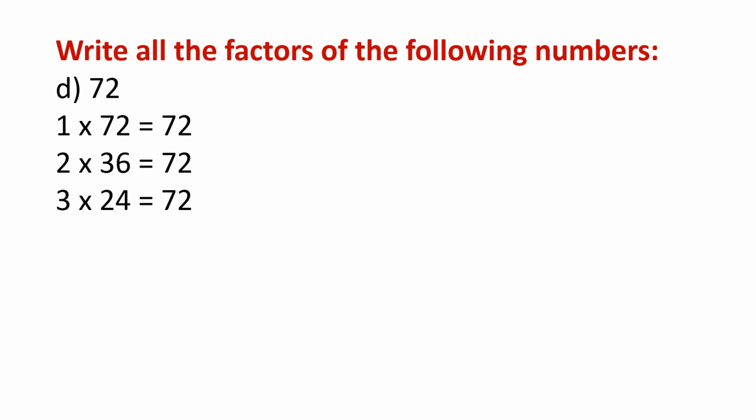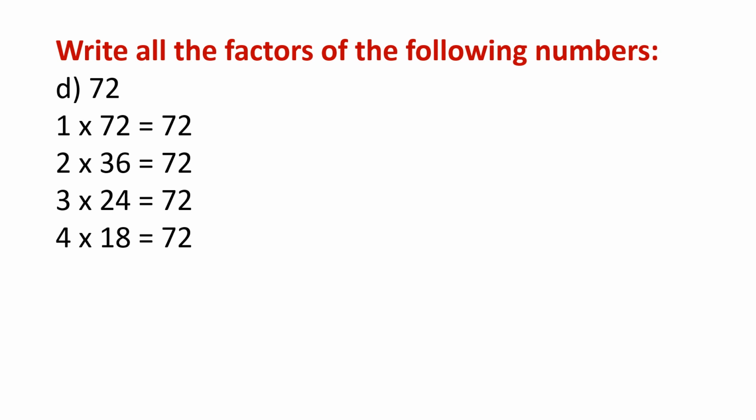Then take the next natural number 4. Is 72 completely divisible by 4? Yes, because 4 18s are 72. So 72 can be written as 4 multiplied by 18 is equal to 72. Then we take the next natural number 5. Is 72 completely divisible by 5? No, because the last digit is 2, so leave 5.